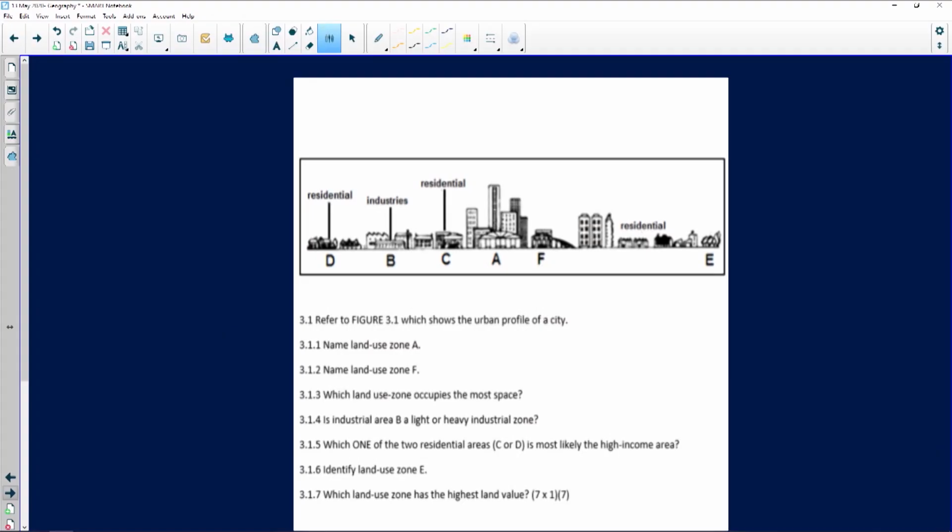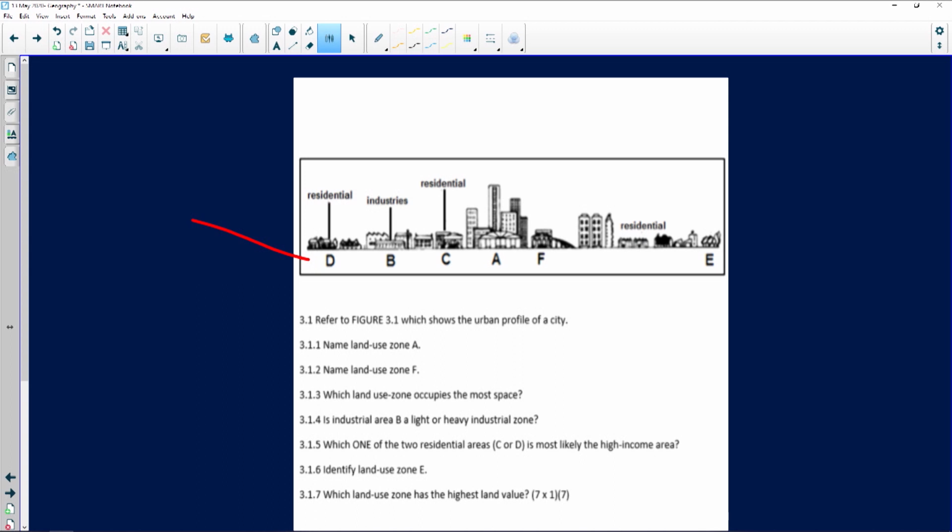Okay, so our next question, once again, is our urban profile. As you can see, what is our urban profile? It's basically a cross-sectional point of view from the side of our urban area. In this case, it definitely looks like a city. Now, before we answer the questions, let's quickly have a look at our urban profile.